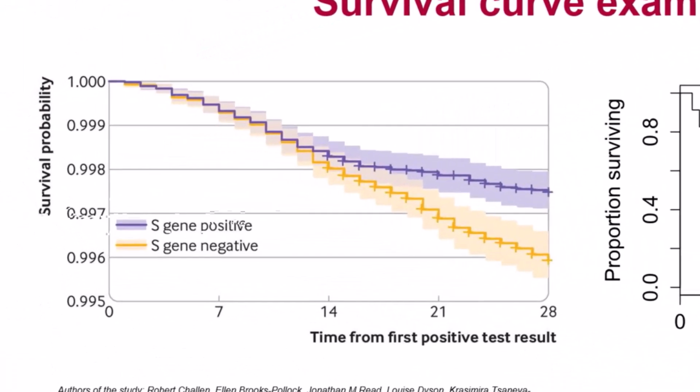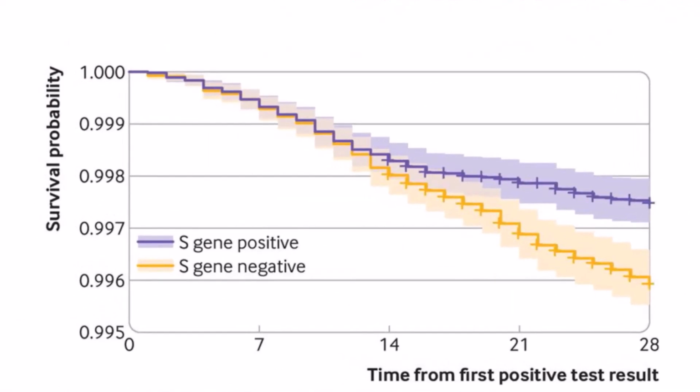Let's look at some more examples. Here we compare two populations, S gene positive and S gene negative, and how long they live after testing positive for COVID-19. From looking at the curves, people who were S gene positive lived longer after the first positive COVID test result than people who were S gene negative.